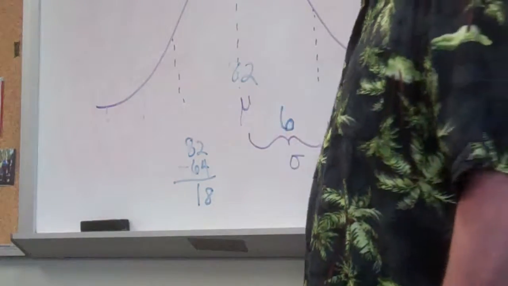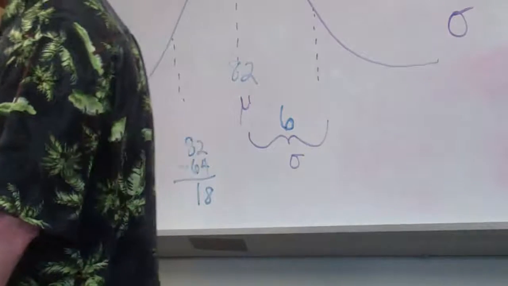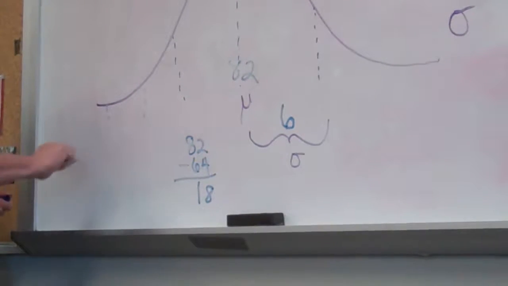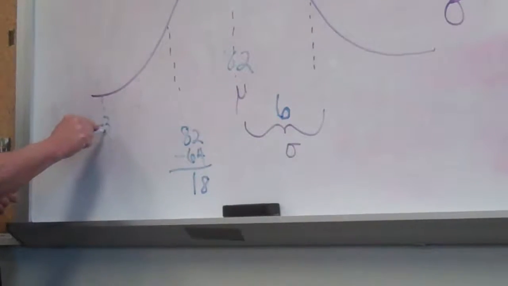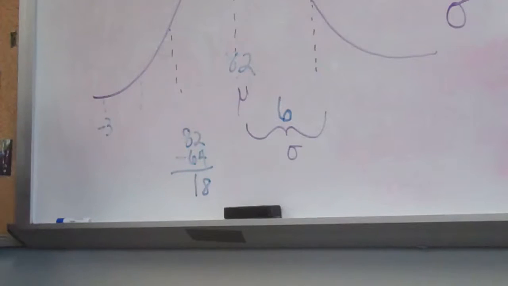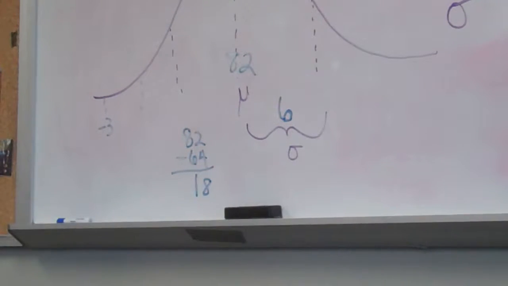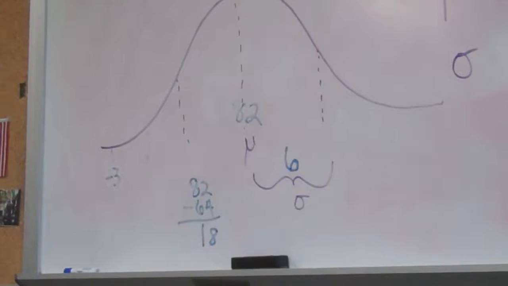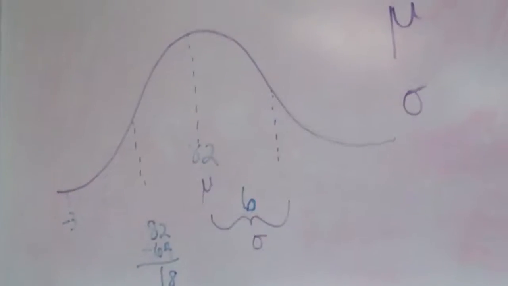So we say that the z-score is -3. That's this number right here, how many deviations below? Negative because it's below, 3 because it's 3 deviations to the left. So the z-score of a 64 is -3. So they just call that the z-score.